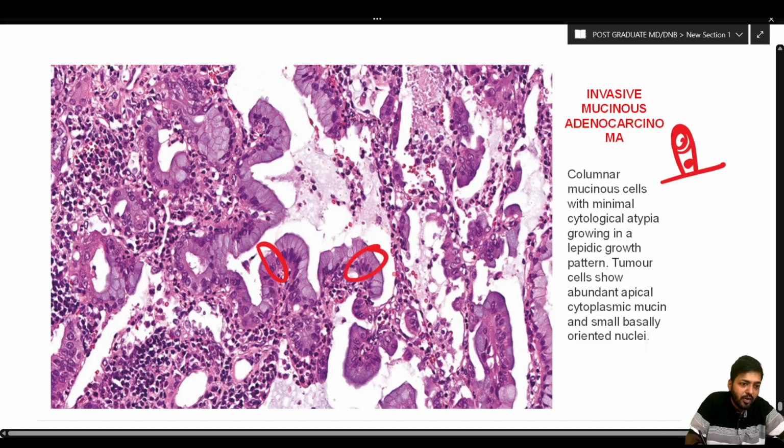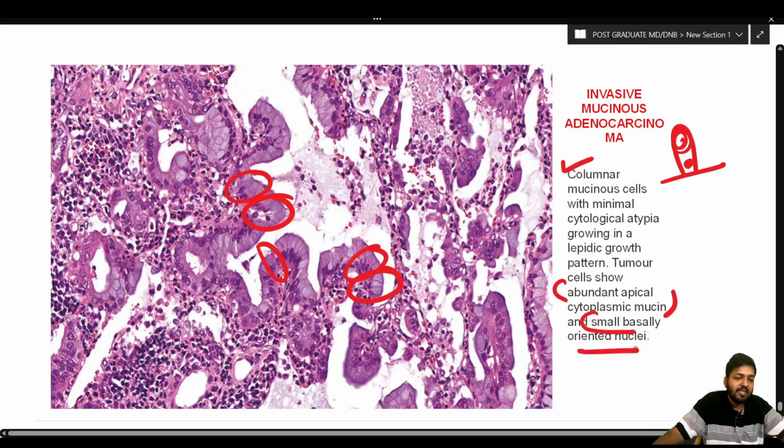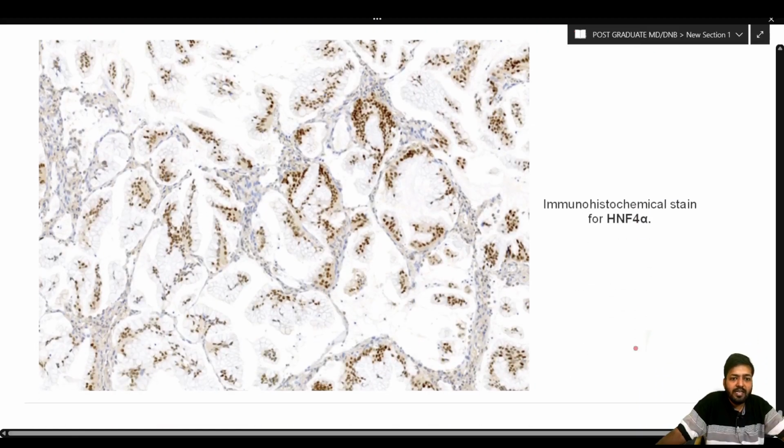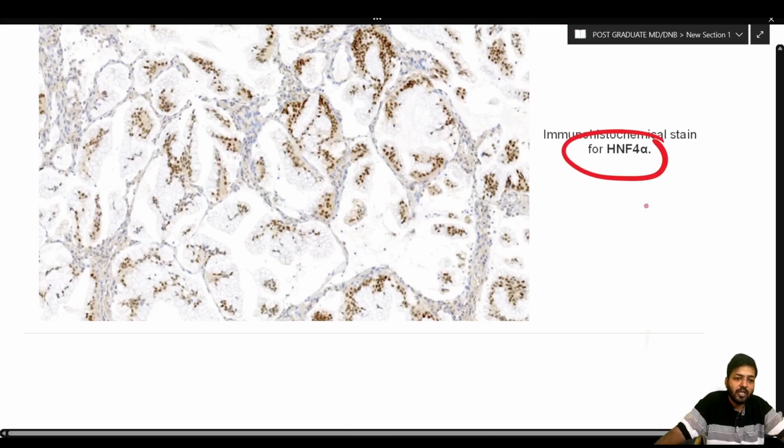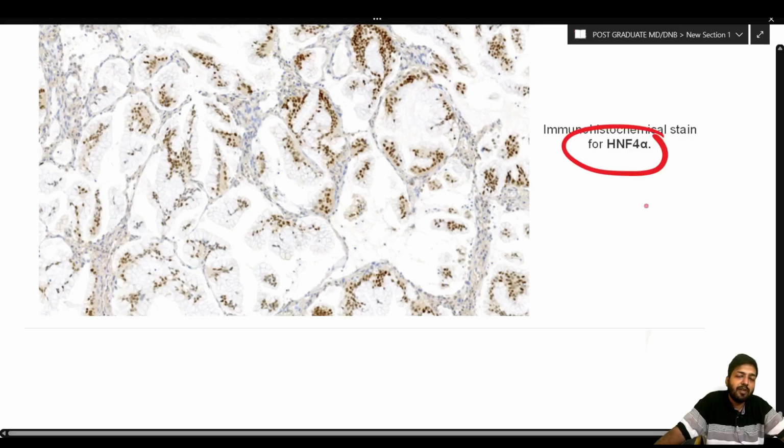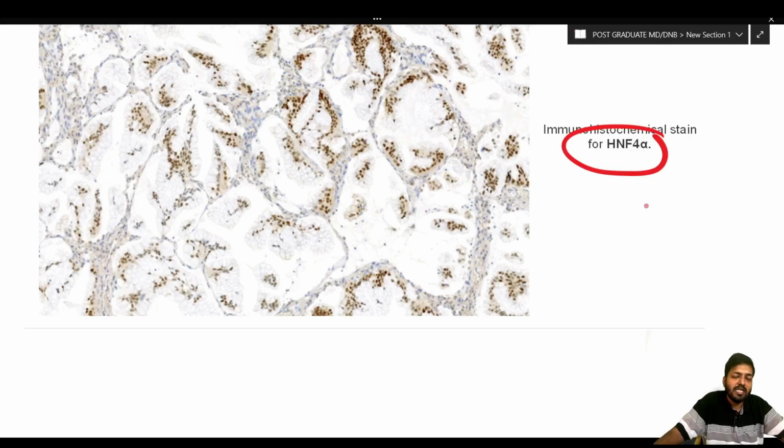This thing is very, very important, as we can appreciate over here. So, columnar mucinous cells with minimal cytological atypia growing in a lipidic growth pattern. Tumor cells show abundant apical cytoplasmic mucin and small basally oriented nuclei. So this is what we see over here, invasive mucinous adenocarcinoma. Over here again we can see the immunohistochemical positivity for HNF4 alpha, as you can appreciate. So with this we have completed the lung adenocarcinoma in detail. Thank you very much for watching this particular video.